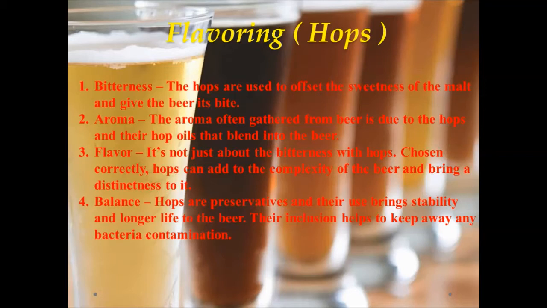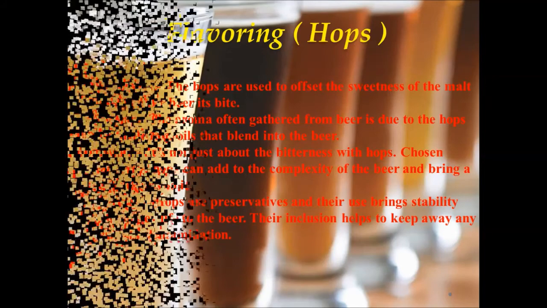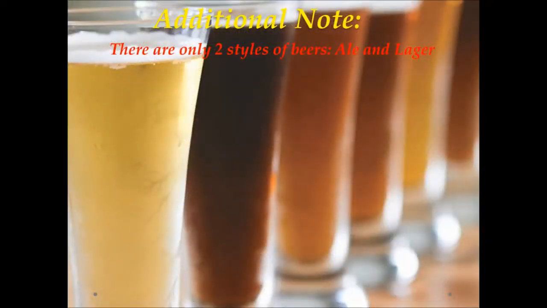And of course, balance. Balance is a fine line. Hops are preservatives, and they bring stability and longer life to the beer. Their inclusion helps to keep away any contamination. So that's why you have India Pale Ales, as strong and bitter as they are. When they first came out, they were going from Europe to India, and they used a lot more hops to keep bacteria out of the beer. So the more hops you use, the higher your bitterness will be, and the less you use, the bitterness goes down, obviously. Pretty self-explanatory in that regard.